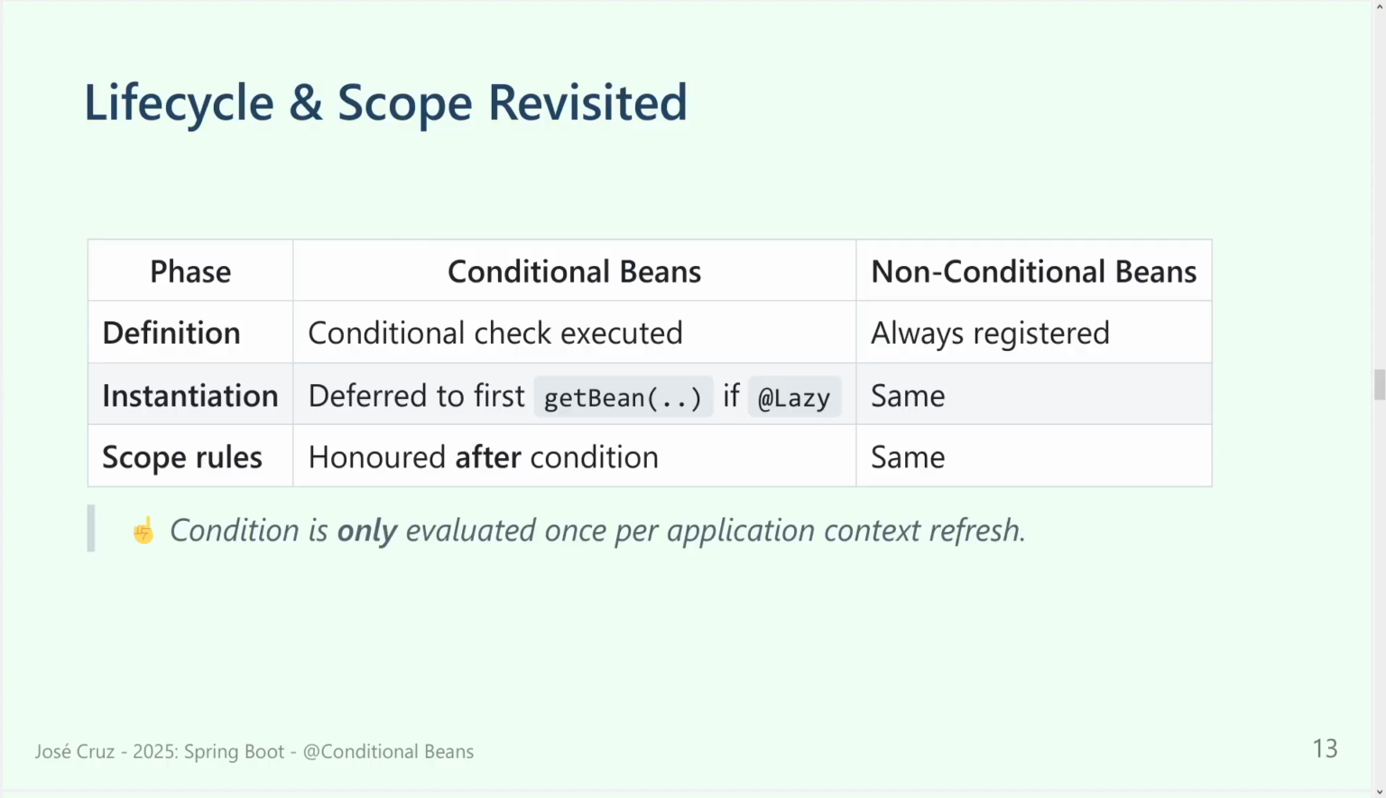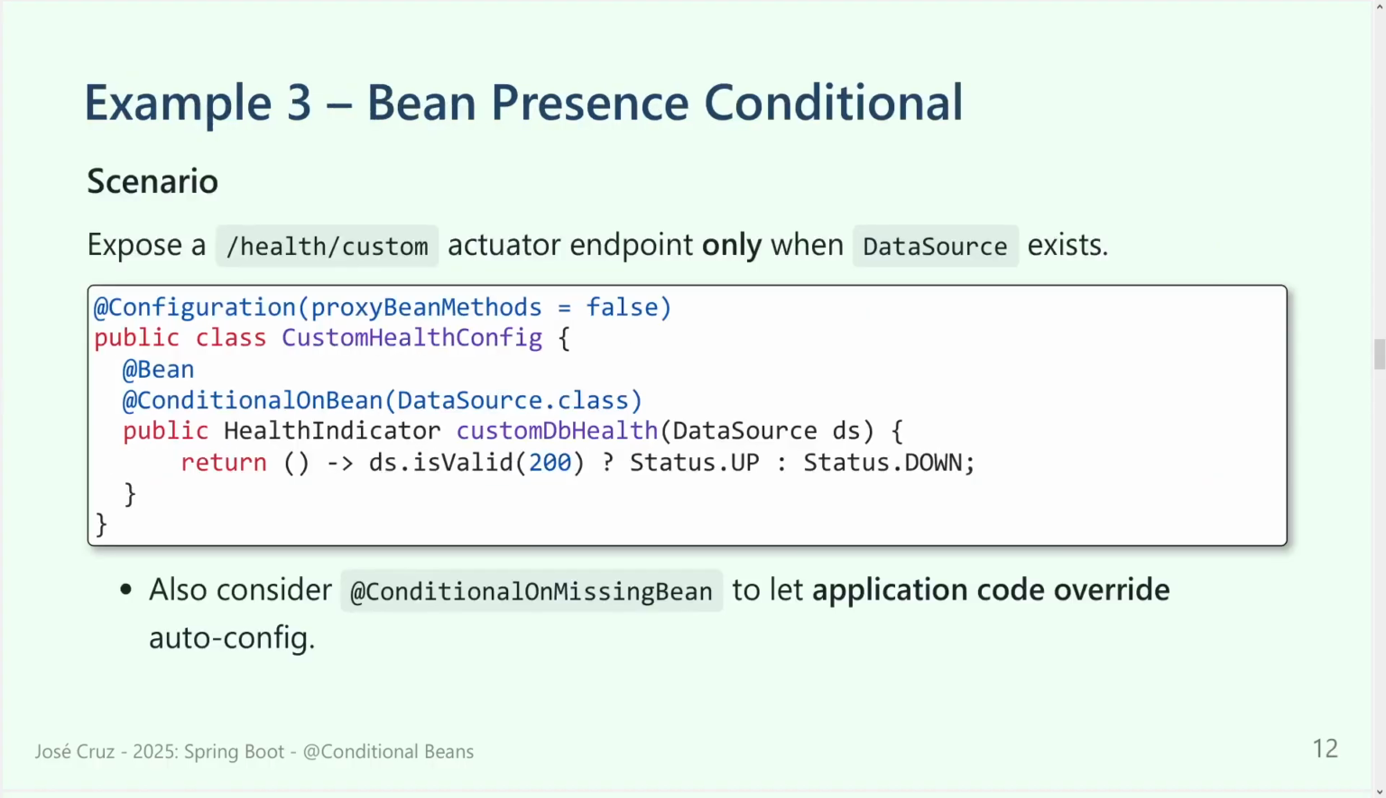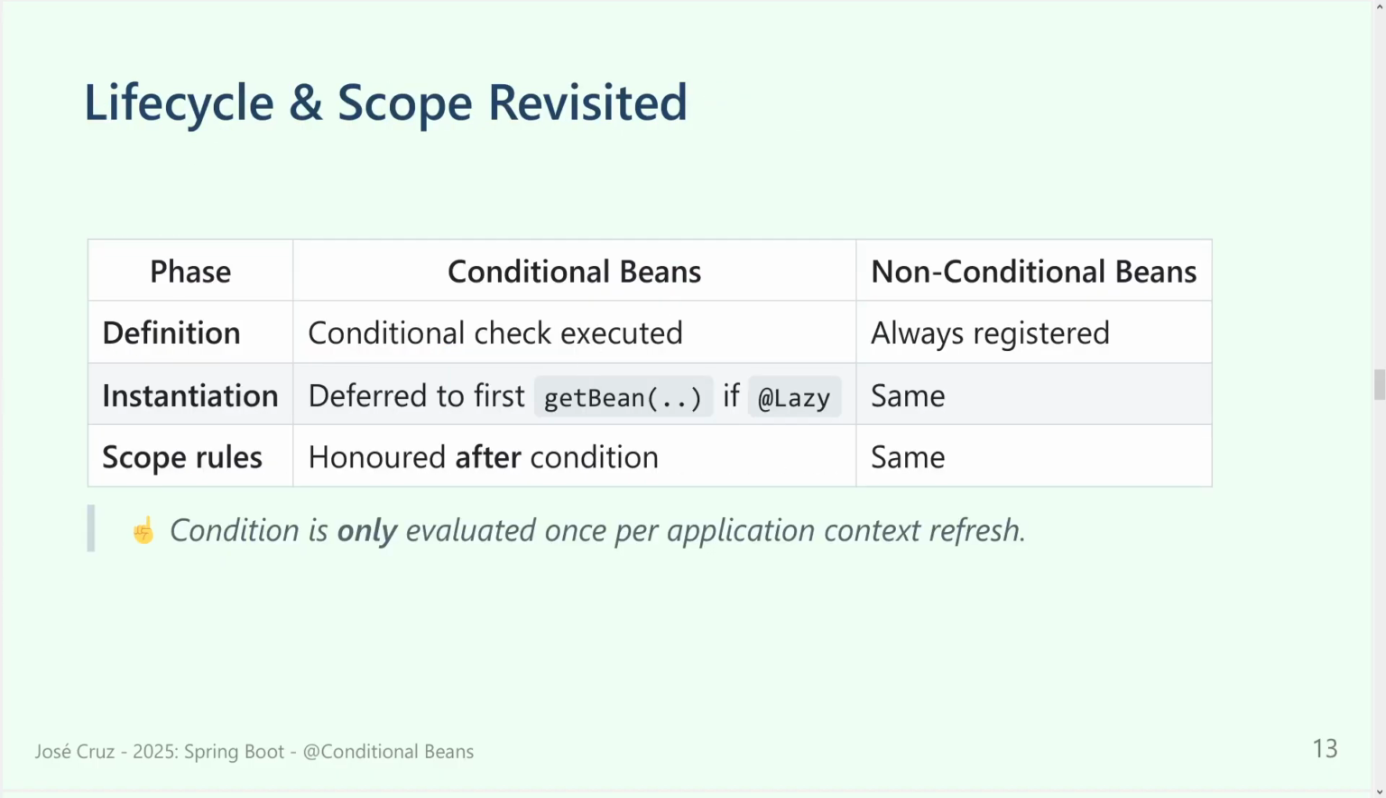So, lifecycle and scope revisited. You can see this as three phases regarding the conditional. The first is definition, meaning we have the annotation. Then the conditional check is executed, with these expressions that we have here, and one of the conditions we have. And if that's true, the conditional beans are of course registered. Non-conditional beans are always registered. These are the beans that don't have a condition, of course.